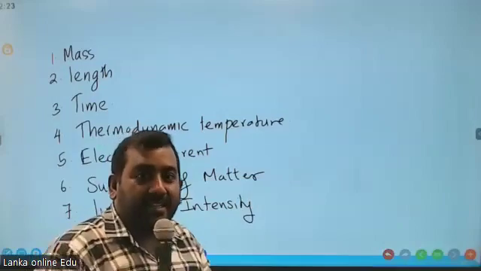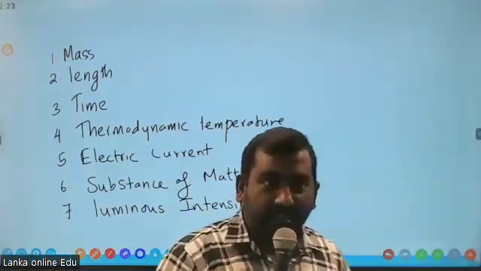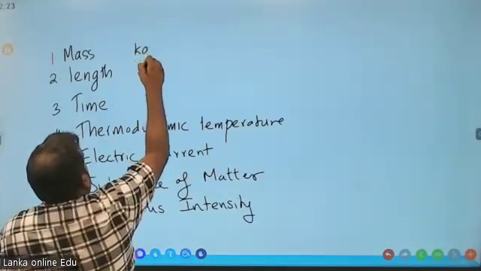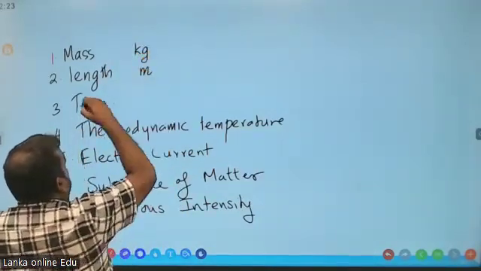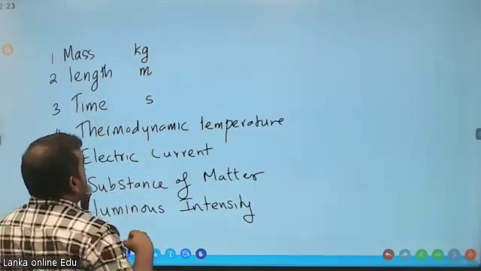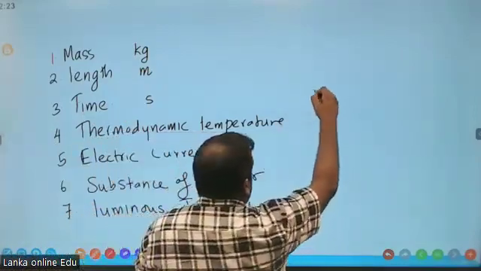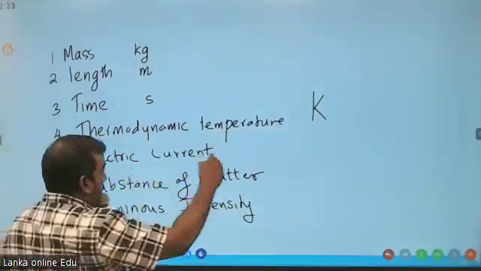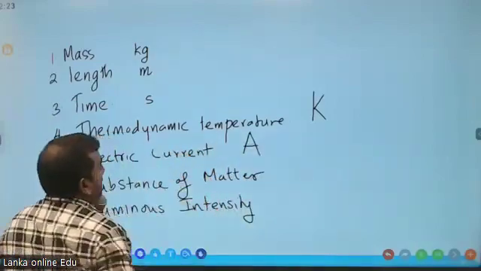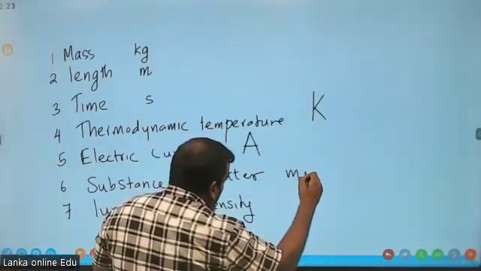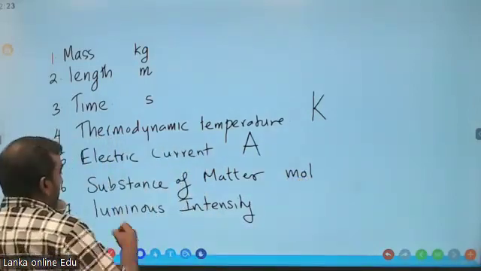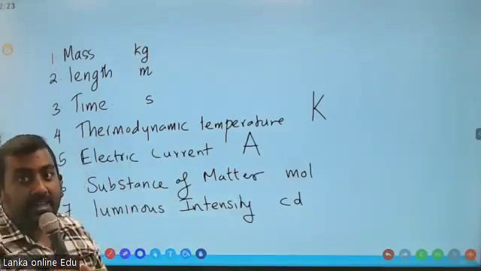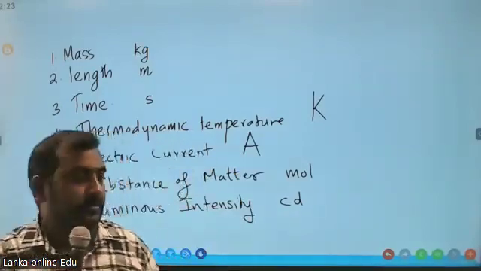So how do you represent this in the unit of measurement? Units are there. So mass is measured in kilograms. Length is measured in meters. Time is measured in seconds. Thermodynamic temperature is measured in Kelvin, capital K. Electric current is measured in amperes. Substance of matter in mole, you use this in chemistry. And luminous intensity is measured in candela, cd.